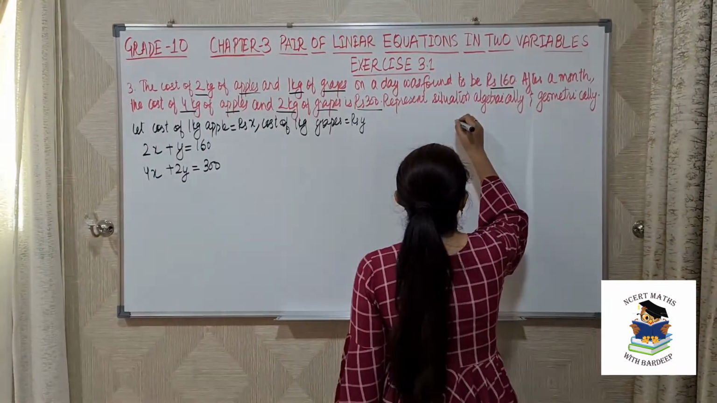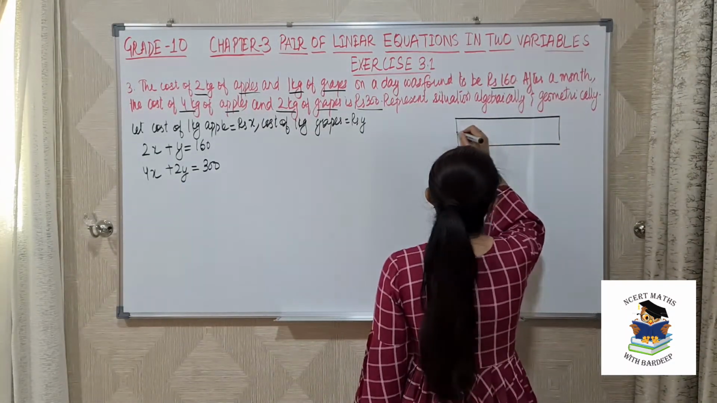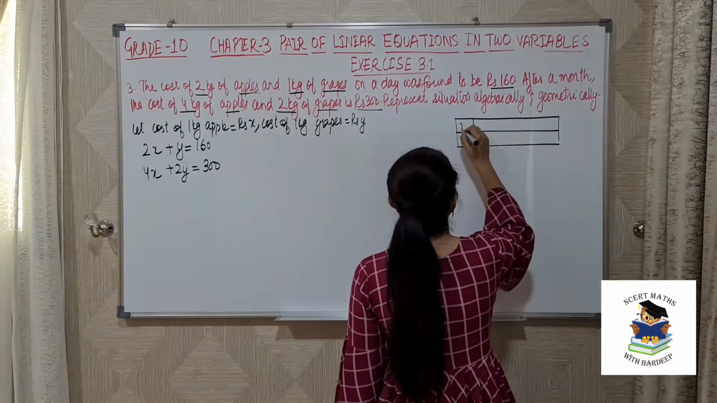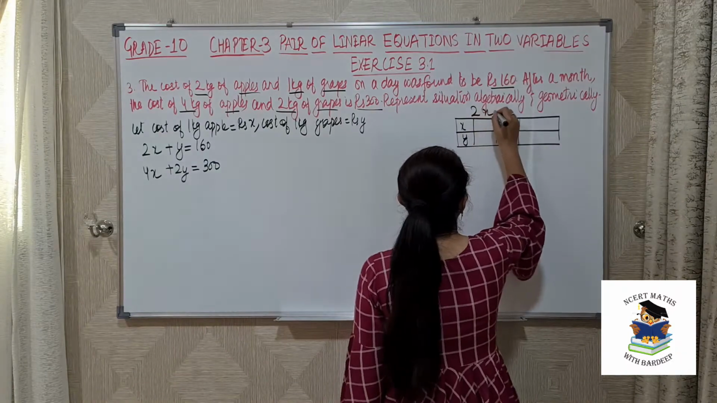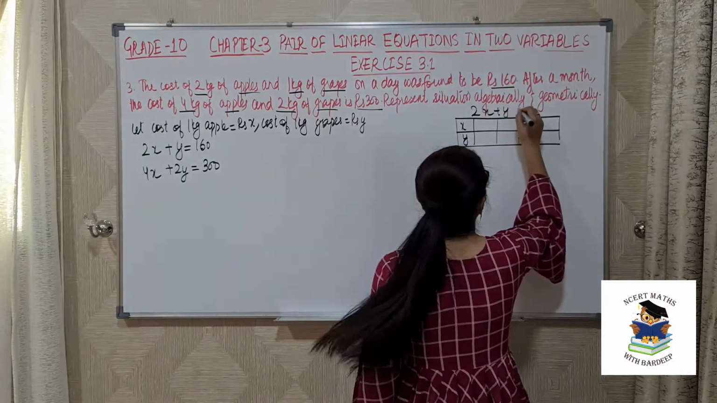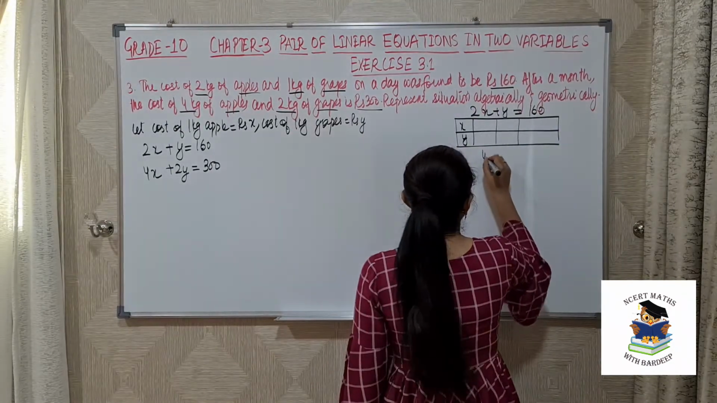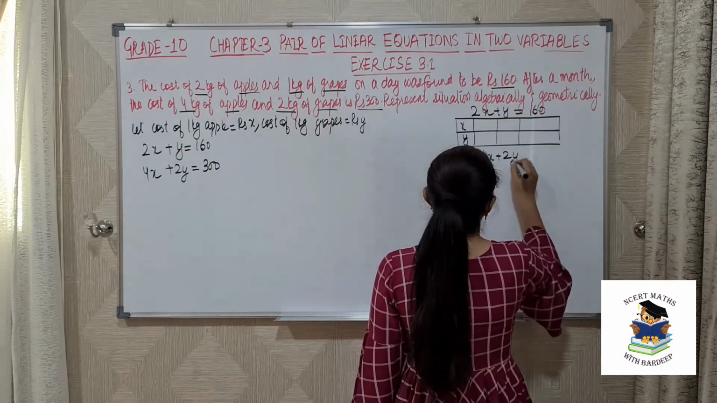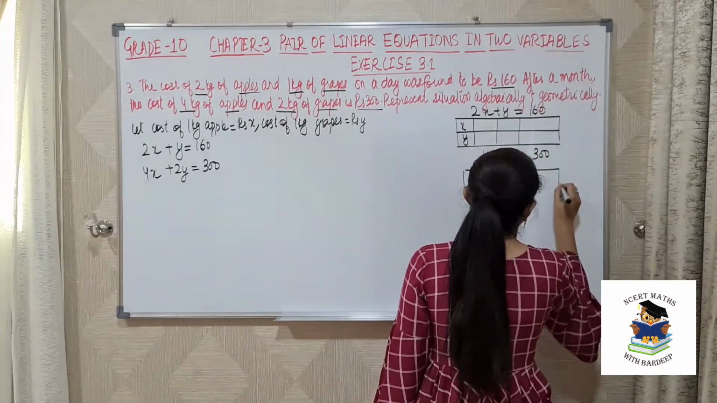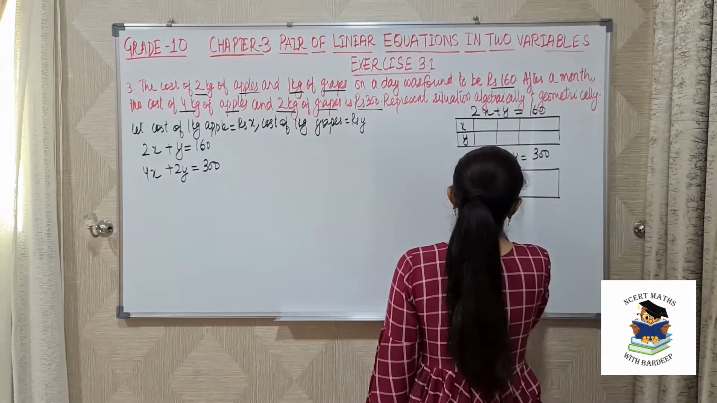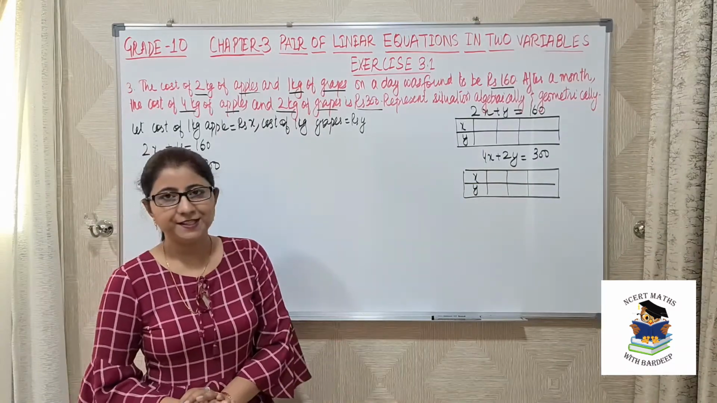So as you already know, we will make one table for one equation. We'll put some values of x and find the values of y. But we should mention which equation is this. 2x plus y equals to 160. Second equation is 4x plus 2y is 300. Now we will complete this table.